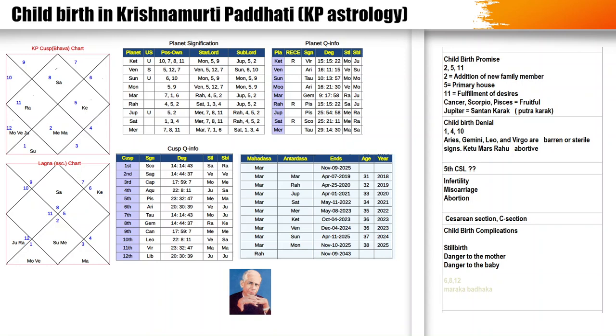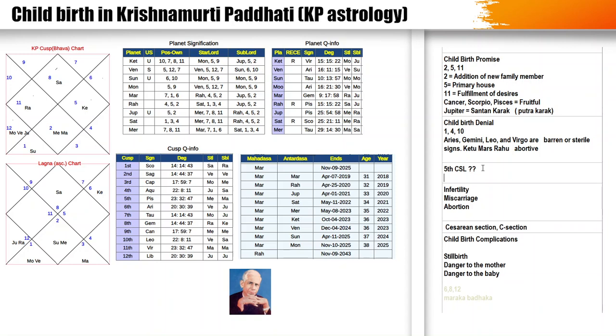Now if you read the standard rule, then you will see that the cusp sublord of the fifth cusp is where the whole story of analyzing the chart starts. That the fifth CSL, fifth cuspal sublord should be a significator of 2 or 5 or 11, right? So this says childbirth is promised.